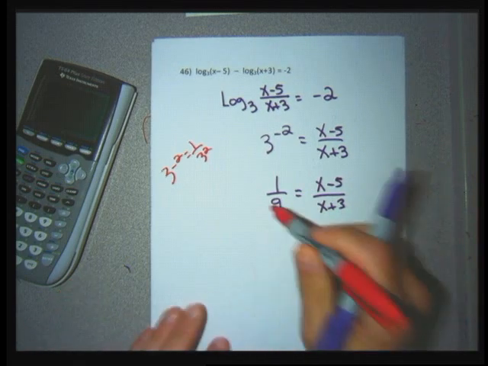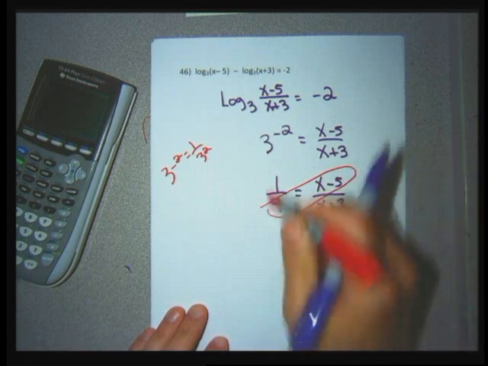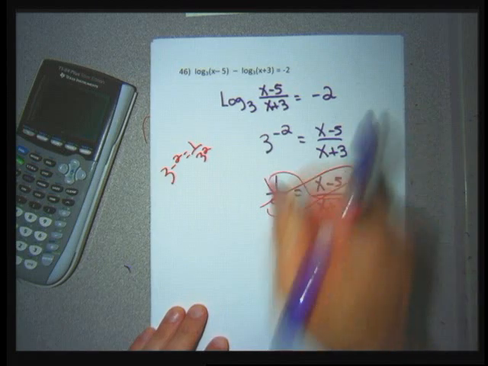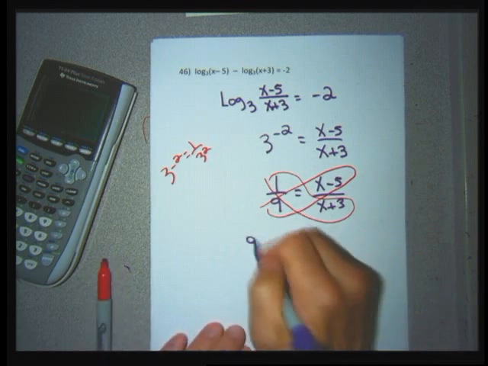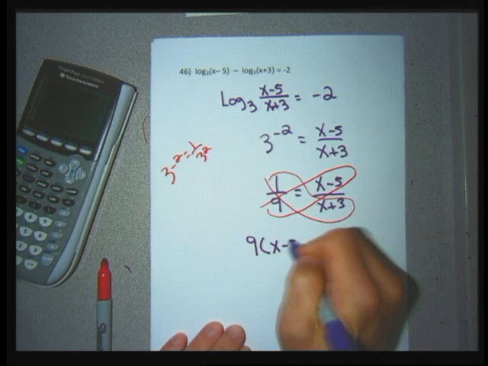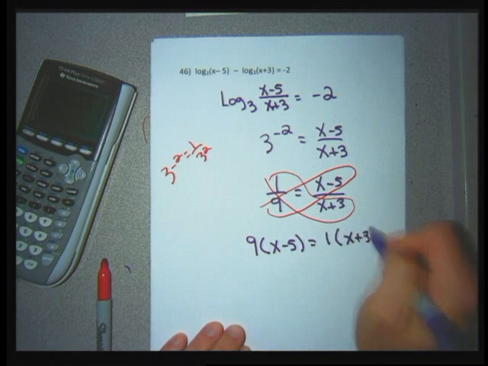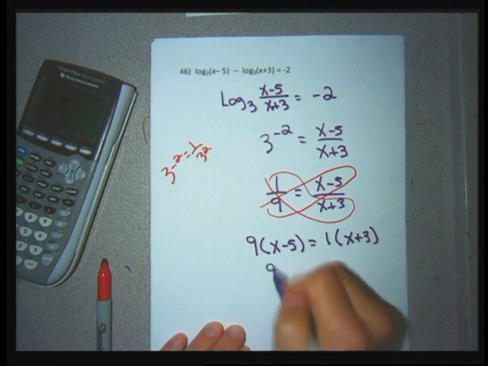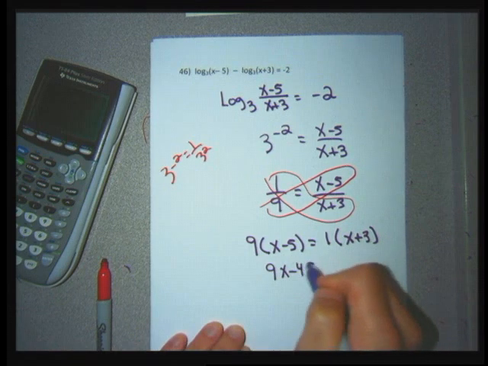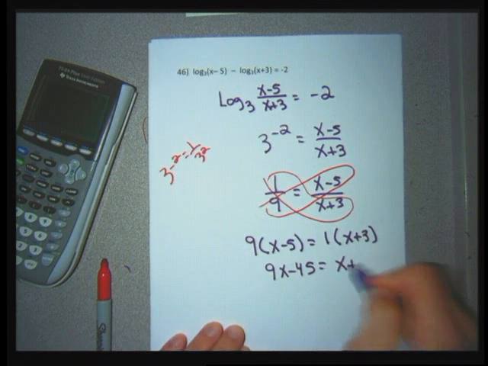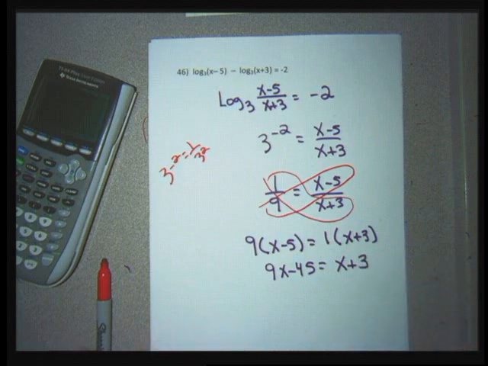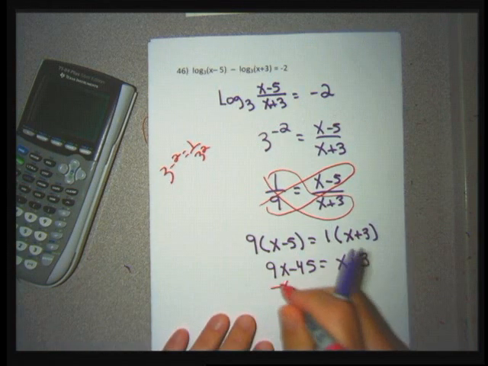I'm going to cross multiply again. Cross multiply down, cross multiply up. Cross multiplying up, I get 9 times x minus 5. Cross multiplying down, I get 1 times x plus 3. So this is going to give me 9x minus 45 equals x plus 3. I'm going to minus x and add 45 to both sides.